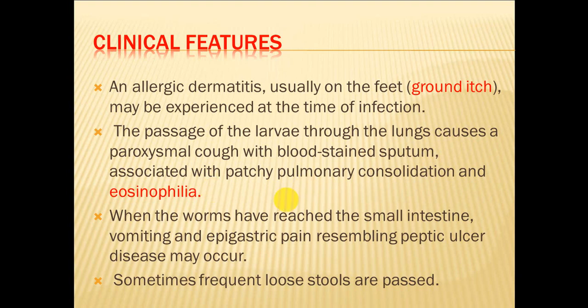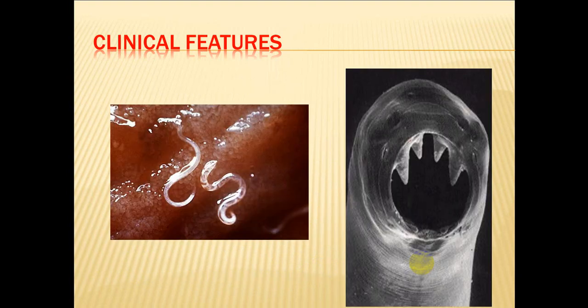When the worm has reached the small intestine, vomiting and gastric pain resembling peptic ulcer may occur. Sometimes frequent loose stools are passed. Features mimic malabsorption syndrome.